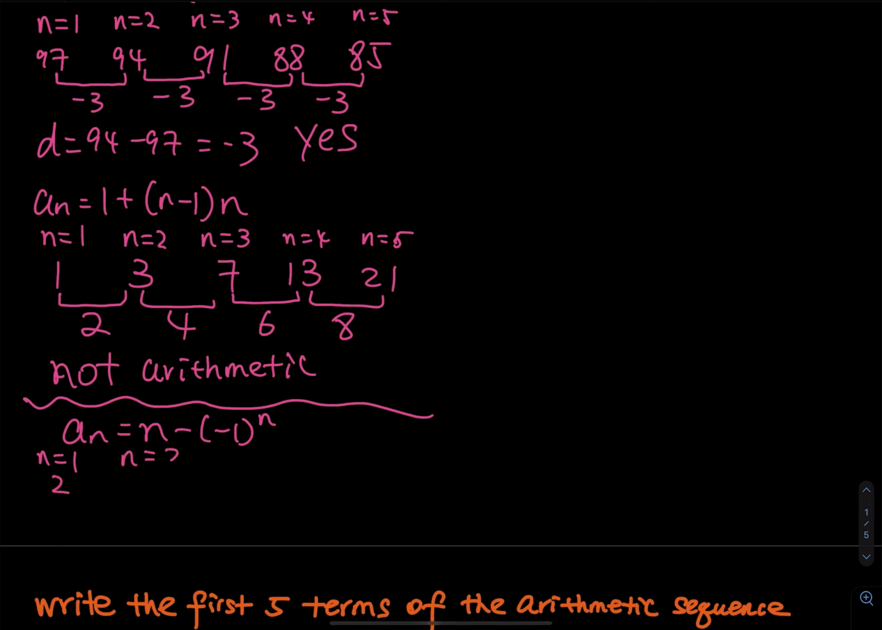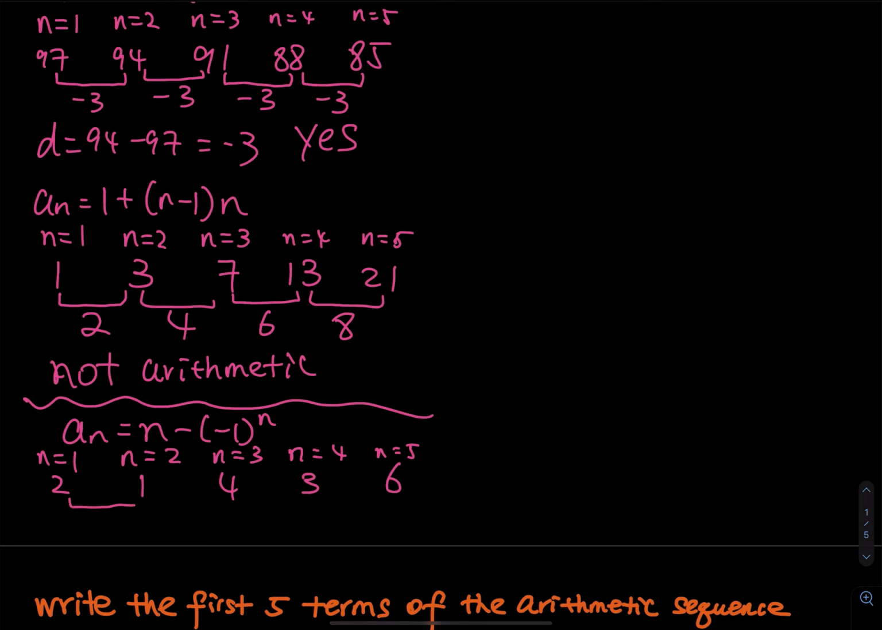When n is equals to 2, we have a 2, wait, hold on. Negative 1 to the second power is 1, so we have a 2 minus 1. When n is equals to 3, we have a 3 plus 1. When n is equals to 4, we have a 4 minus 1. When n is equals to 5, we have a 5 plus 1, which is equals to 6. Negative 1, right? Plus, yes, 5 plus 1.